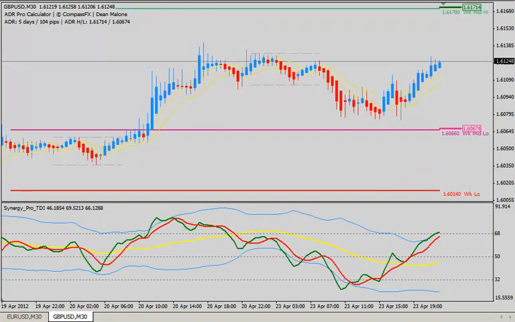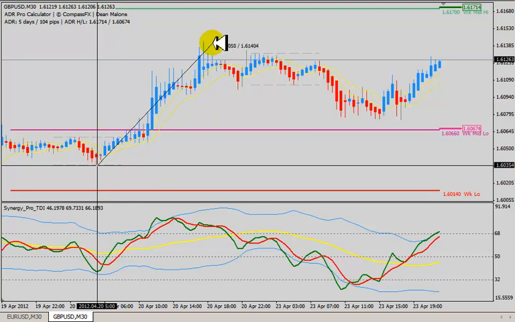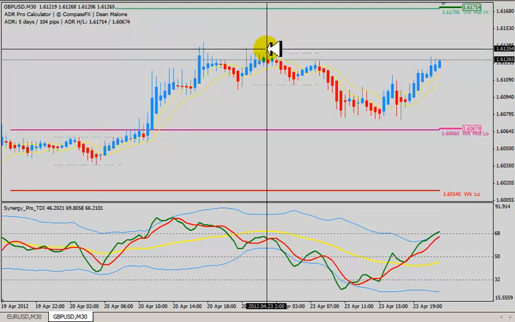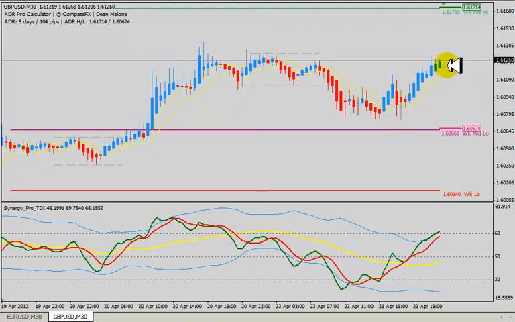Let's go take a look at the pound dollar. You can see that over the last 5 days, the pound dollar's had a 5-day average daily range of 104 pips. As a matter of fact, if we look at last Friday from the low up to the high, the market is right about 105 pips, pretty much right at the 5-day average daily range. But today, from the high to the low, we can see the market's only moved about 57 pips and is bouncing back up.